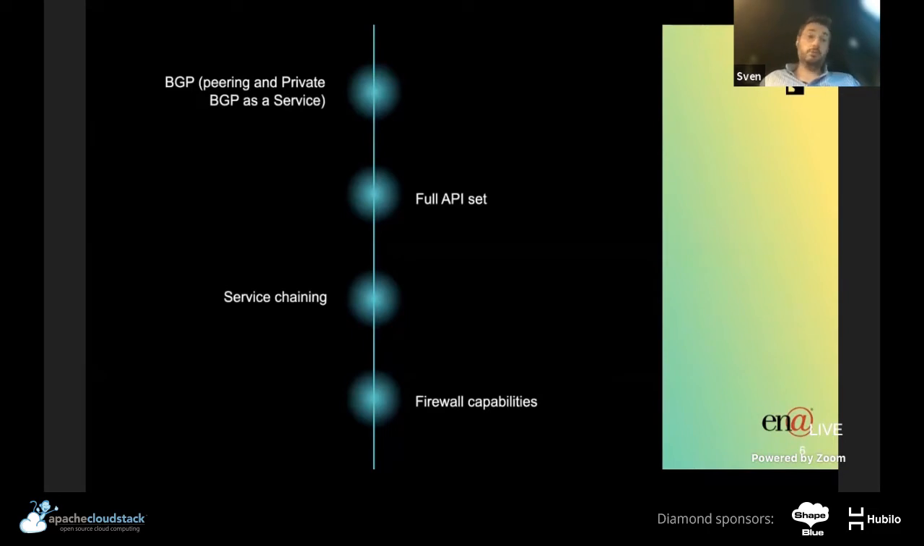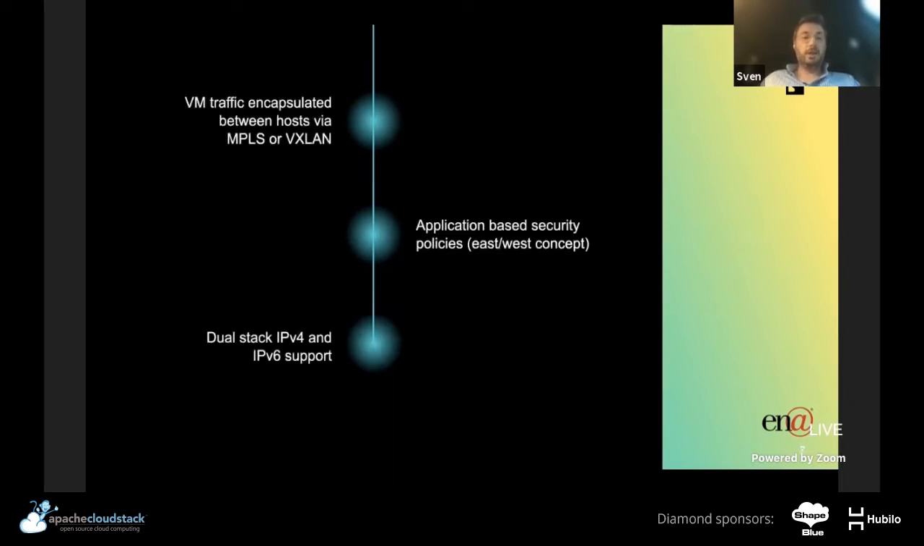Then an important point is to get BGP peering and private BGP as a service. Yeah, that's true. I talked about the full IP set. You have a full IP set. Now the documentation will be better and better. You have service chaining and firewall capabilities, and it's the same as in the other implementations of network things in CloudStack.